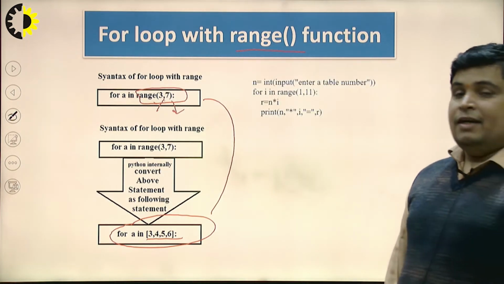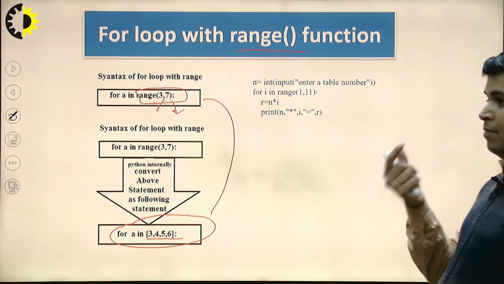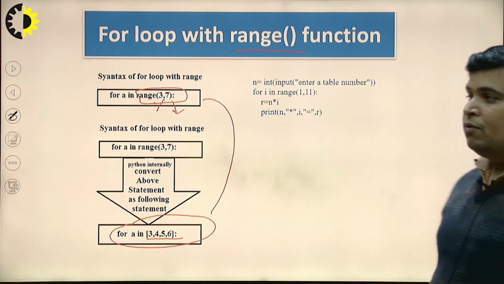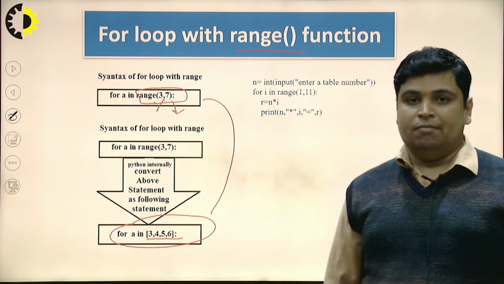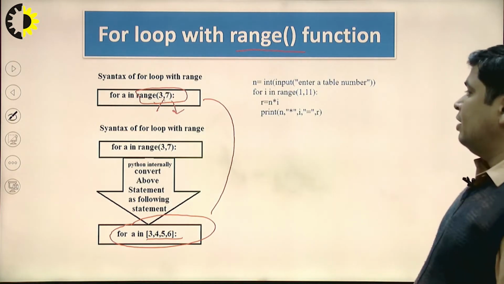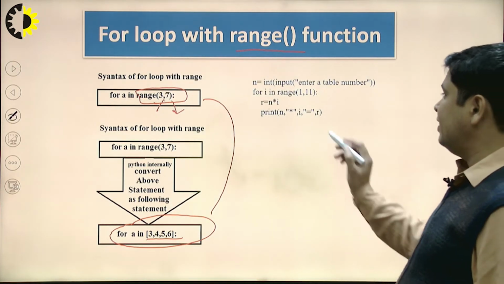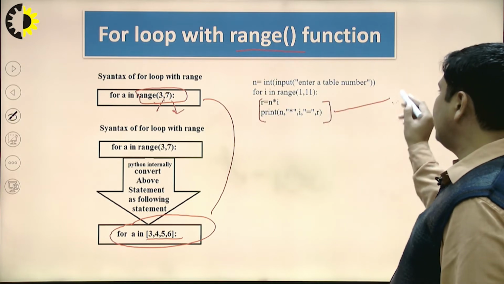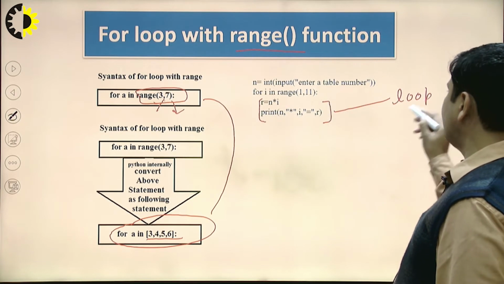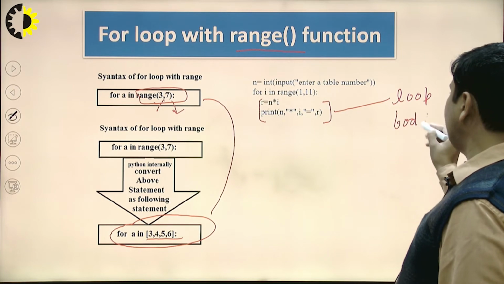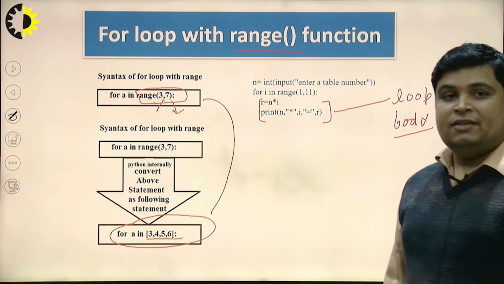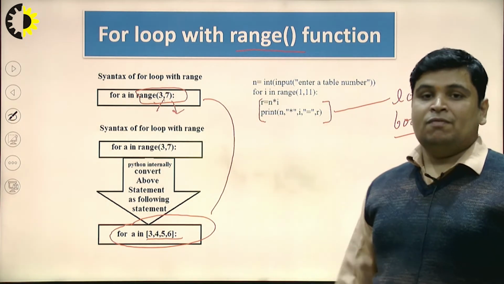You will see here I am writing a small piece of code to find out the table of any number. You will see here this is the loop body, this is the loop body, this is the loop body. This piece of code will be executed.